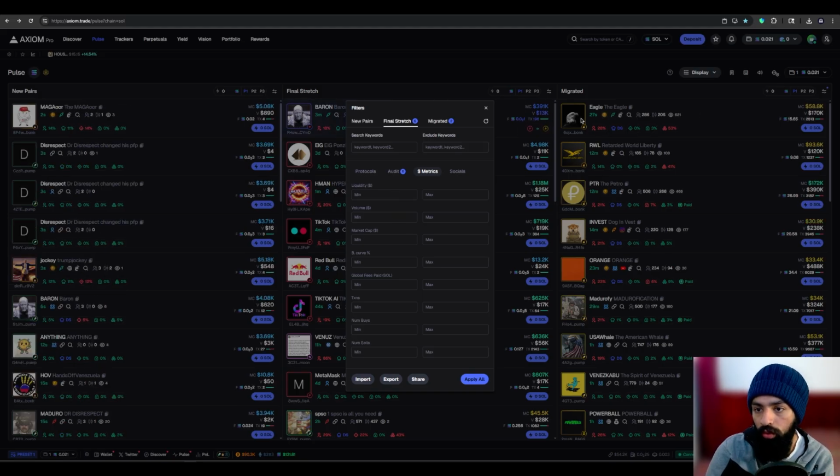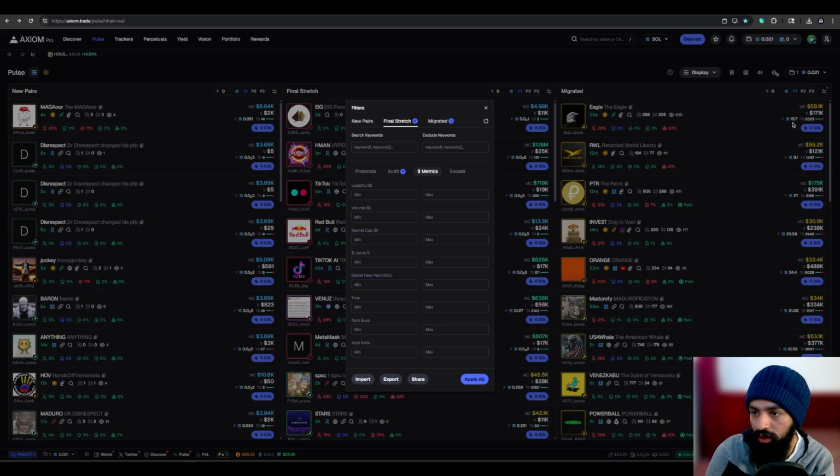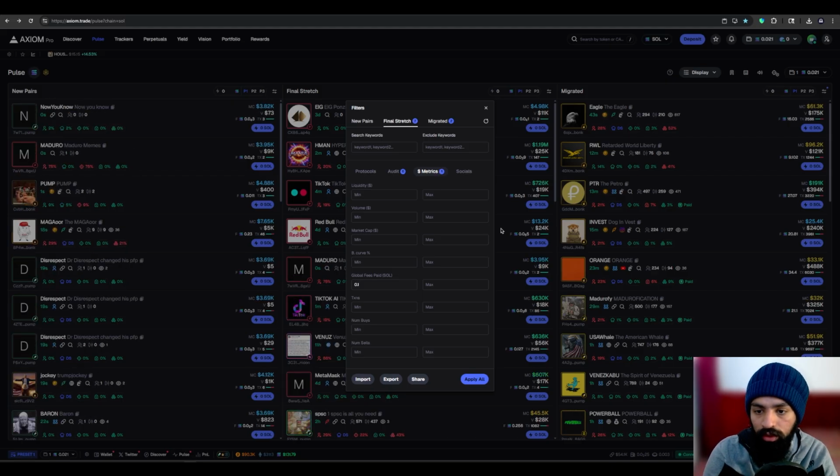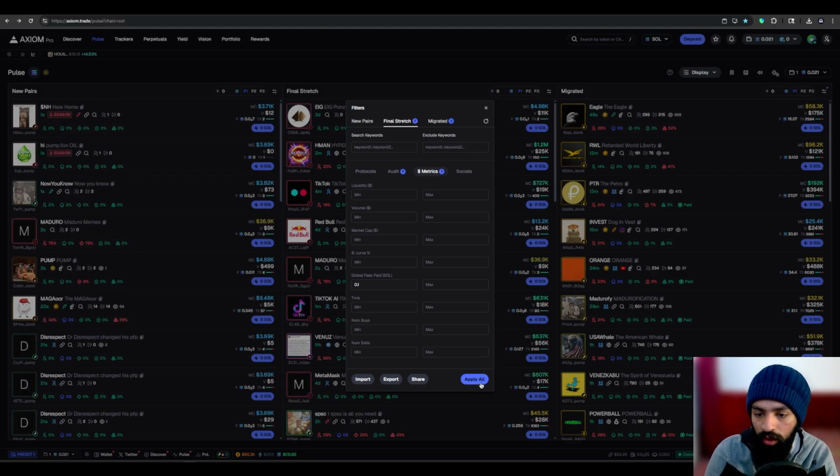You'll see the coins that actually have migrated have like 15 SOL paid, 9 SOL, 27 SOL, 20 SOL. So these very tiny numbers are obviously scams. So for global fees paid in Solana, just set this to 0.1. This will filter out most of these coins.